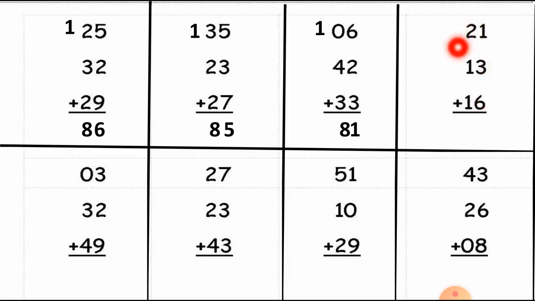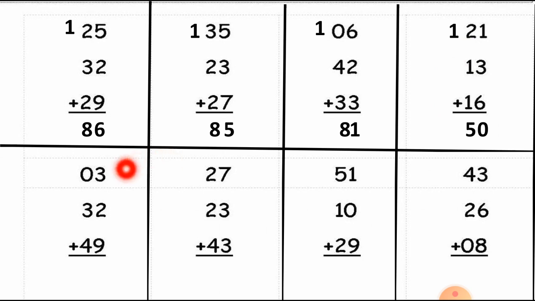Now let's move to the next sum, which is 21, 13 and 16. In this, the ones column is 1 plus 3 plus 6. So the answer of the ones column is 10. So we can put 0, and 1 will move as a carry forwarded number. Now let's move to the tens column. Here 1 plus 2 plus 1 plus 1, and the answer is 5. So here is our final answer, 50.